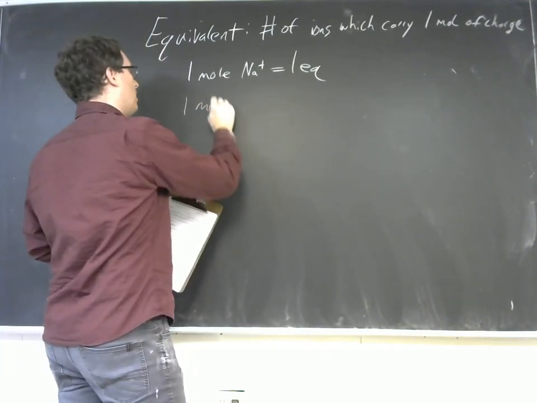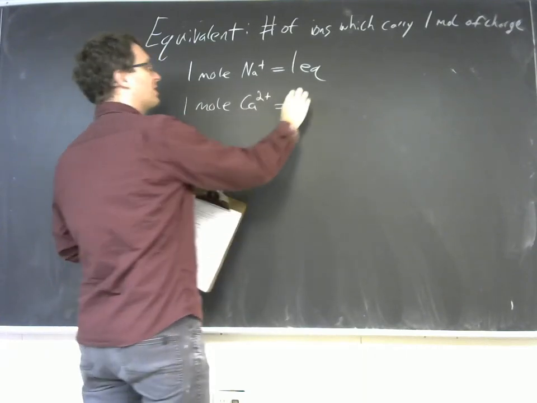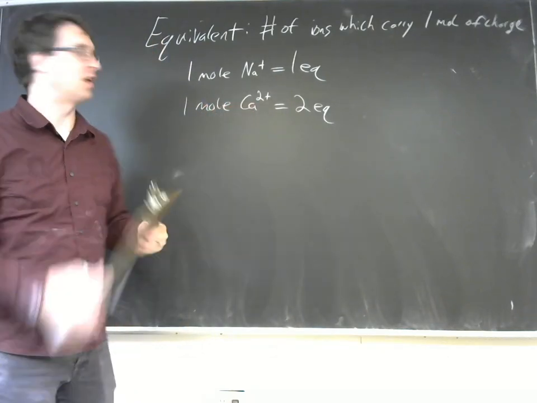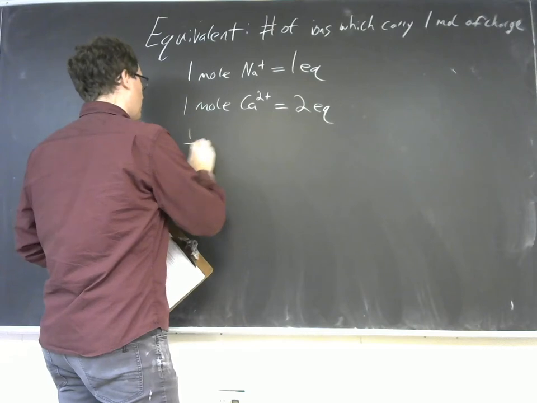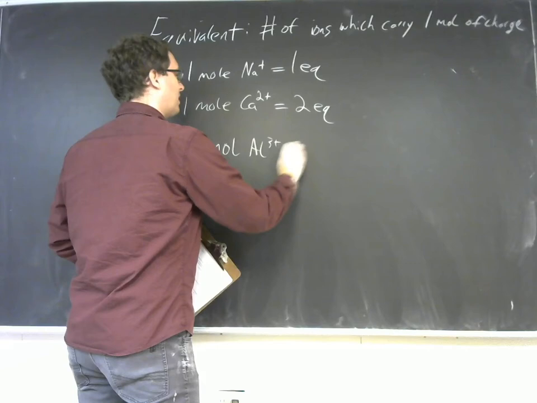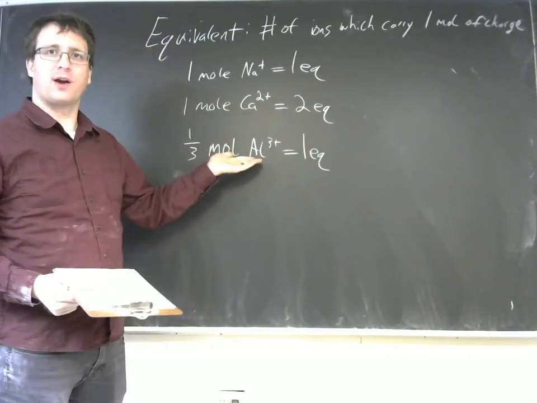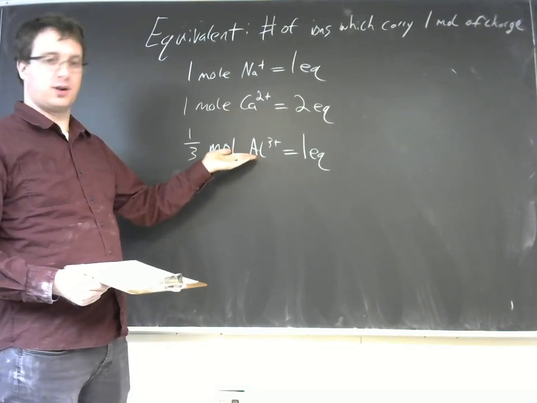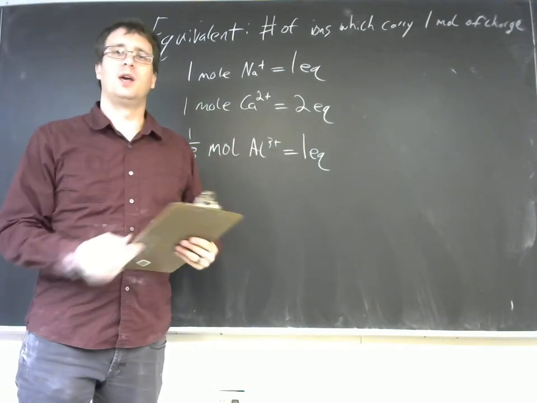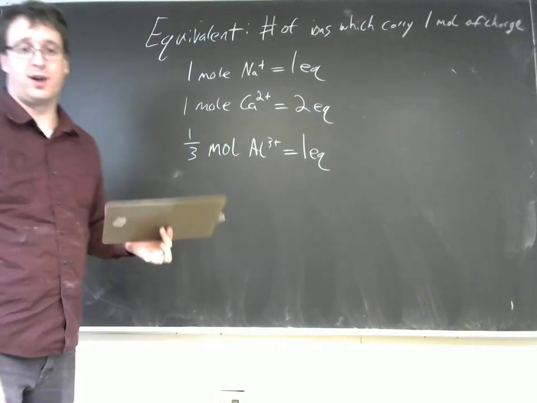1 mole of calcium 2 plus, however, is going to be equal to 2 equivalents, because each calcium ion carries a charge of 2 plus. We could say 1/3 of a mole of aluminum 3 plus, that's going to be 1 equivalent. Each aluminum carries 3 fundamental charges, and so you only need 1/3 of a mole of aluminum to equal 1 equivalent. So hopefully that is straightforward enough.